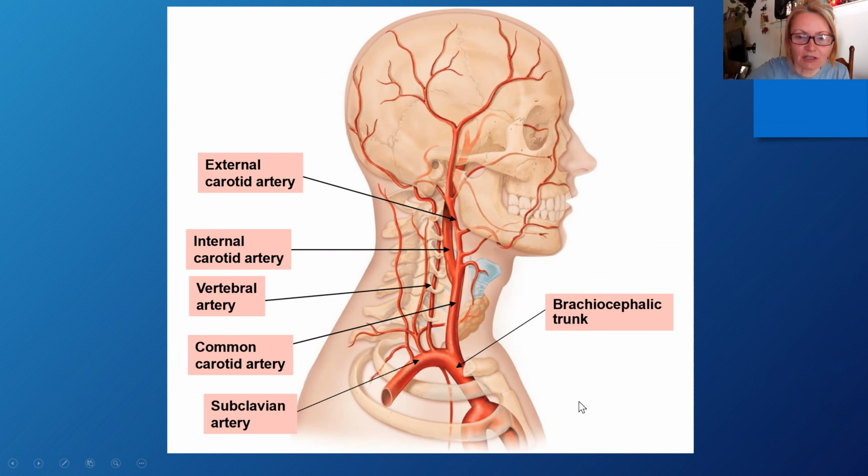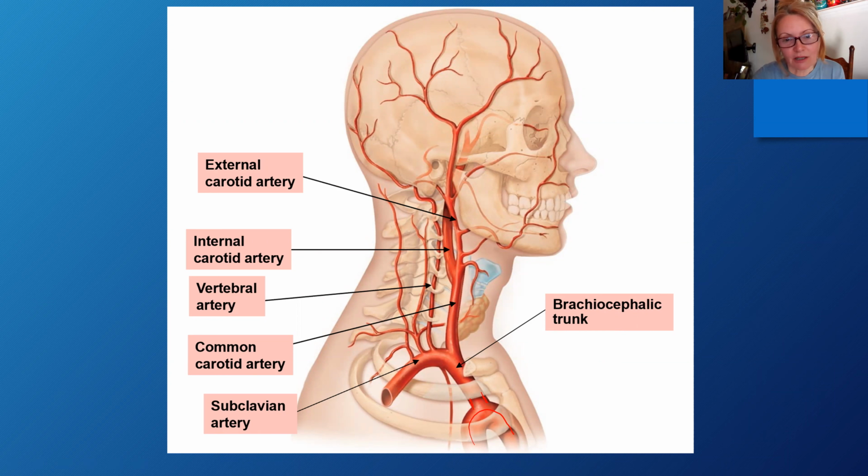And we have the aortic arch over here. And you know that we have 3 branches from the aortic arch. So this is the branch that is on the right, and it's called the brachiocephalic trunk. Then the brachiocephalic trunk bifurcates into the subclavian artery and the right common carotid artery.